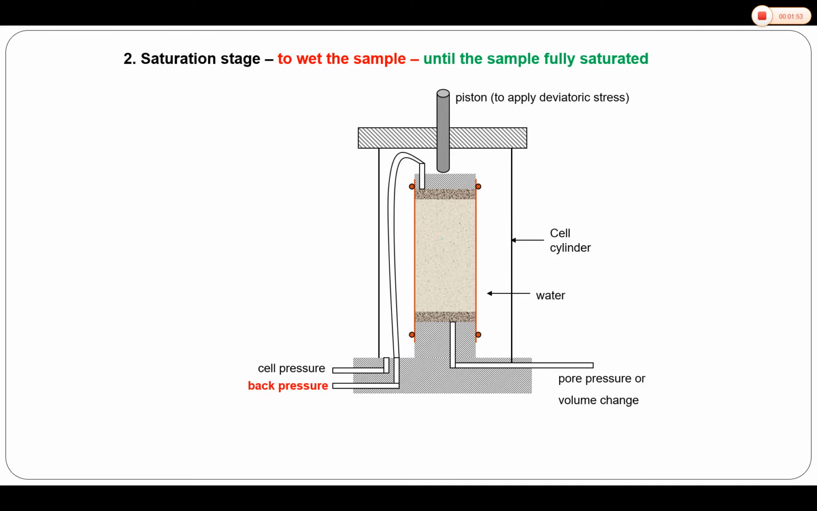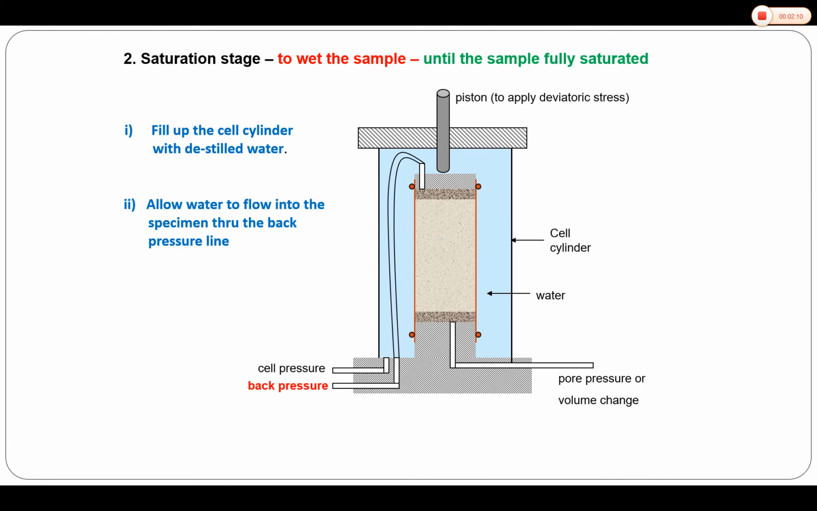Okay, so how it goes. So we need to fill up the cell cylinder first. The cell cylinder is the balang kaca yang I mentioned earlier, the glass cell cylinder, with water till full of the cell cylinder. And then in order to wet the sample, we need to allow water to flow into the specimen through the back pressure line. Okay, daripada back pressure line, so kita allow water to infiltrate into the soil sample, soil specimen.